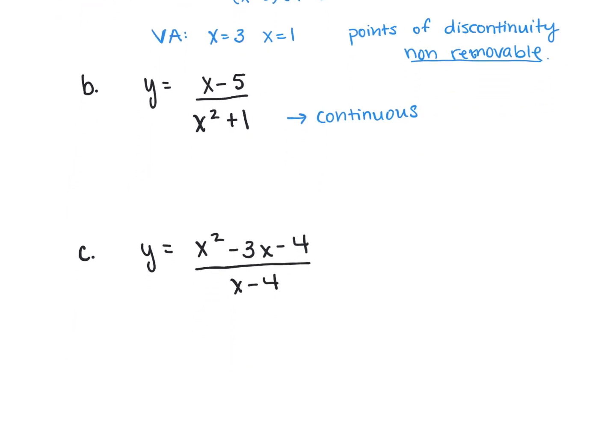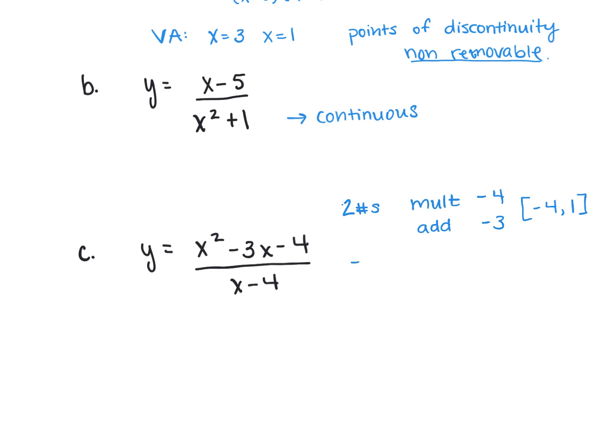So let's look at C. Here we have x squared minus 3x minus 4 over x minus 4. So again, we're going to factor this. We want two numbers that multiply to be negative 4 and add to be negative 3. So in this case, that's actually going to be what? Negative 4 and 1.